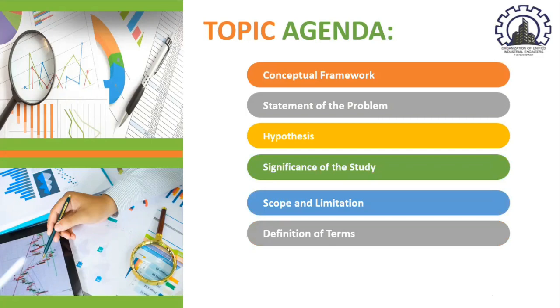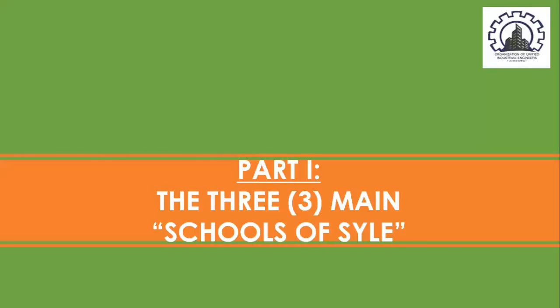Take note, the statement of the problem is divided into two parts. We have the general statement of the problem, and we also have the specific statements of the problem. And we also have the hypothesis, significance of the study, scope and limitation, and definition of terms. Now, in order for us to get started, let us go ahead and discuss part one of our lesson, and that would be the three main schools of styles.